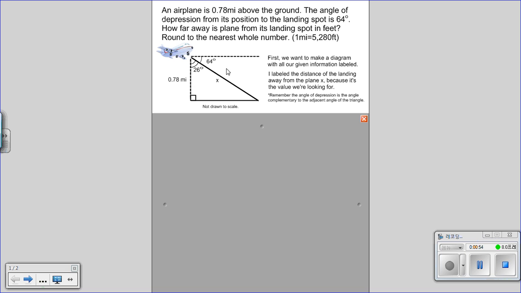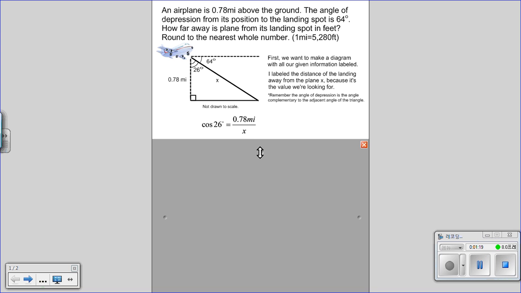So since the angle of depression is 64 degrees, its complementary angle is 26 degrees, because 90 minus 64 is 26. So in order to find x, we can use the cosine function, since the cosine function is the adjacent side divided by the hypotenuse. So we get cosine of 26 degrees equals 0.78 miles divided by x.